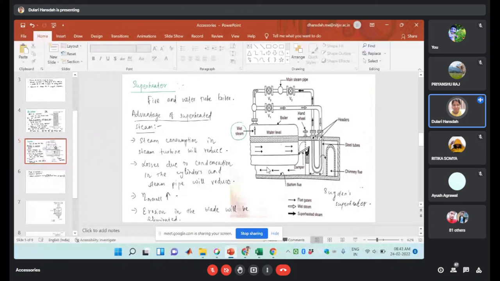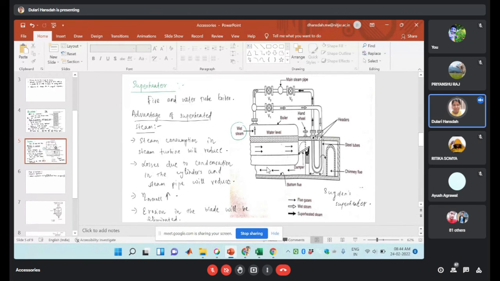Okay, so if you are observing, this is the chimney, and this is the boiler shell. Steam will be collected at the top end. So wet steam will be collected, and here the wet steam will be supplied to the superheater. This is the pressure of the superheater. Here two headers are available.